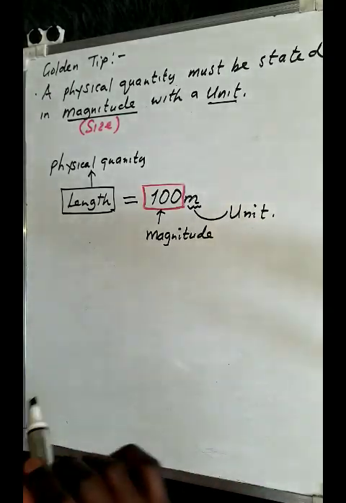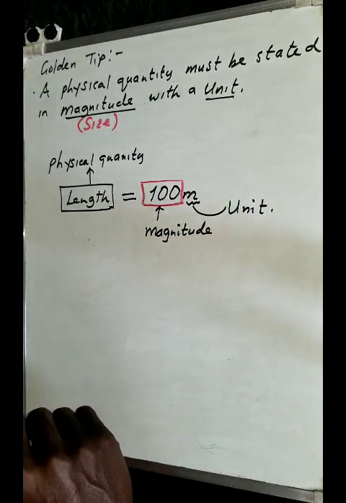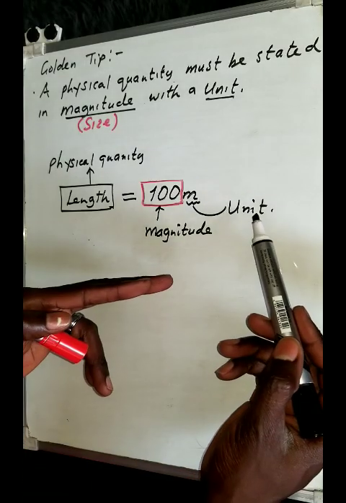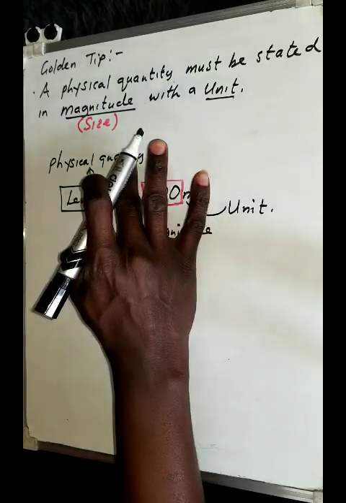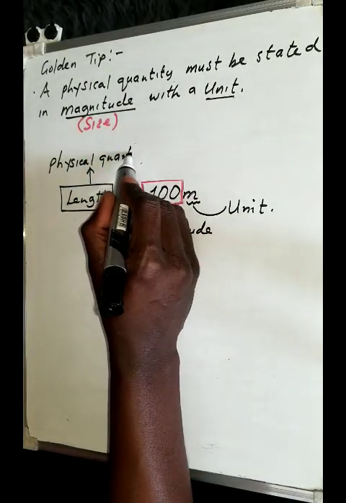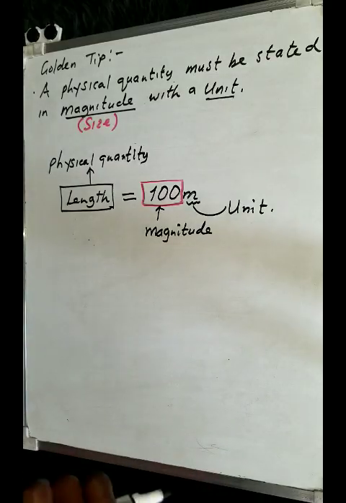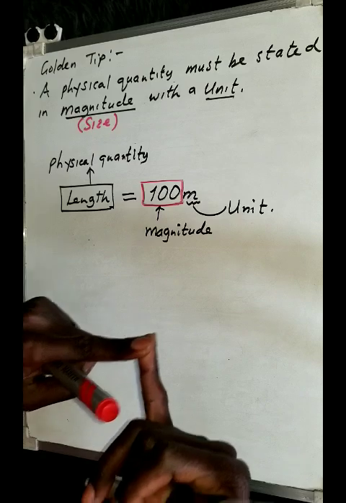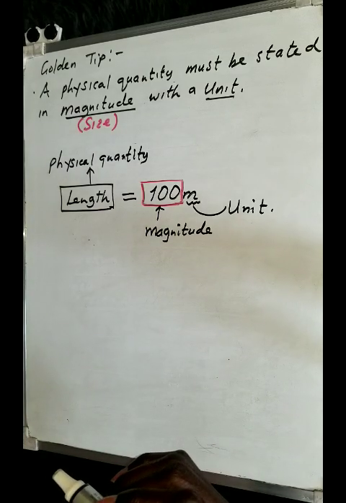And in physics, you shouldn't forget to indicate units where they are supposed to be, because otherwise it is going to be wrong. A unit may help you to identify the physical quantity that you are dealing with. And hence, when stating any physical quantity, remember it should show the magnitude, the size, and also a unit that you are going to have.